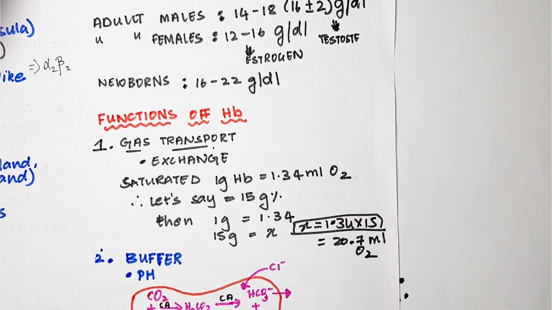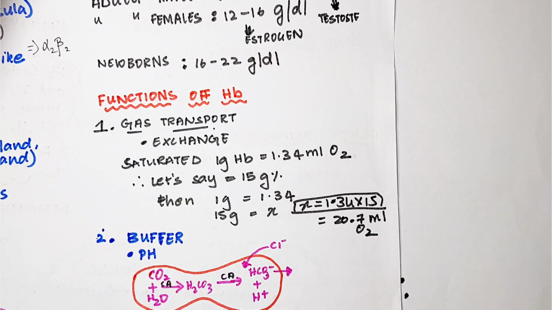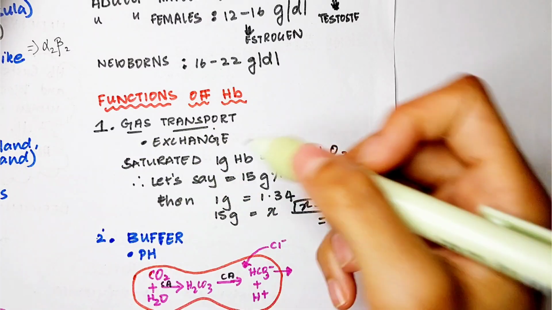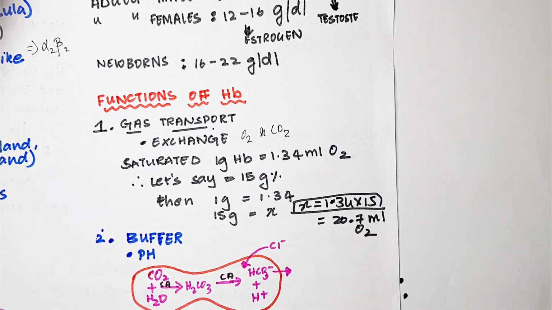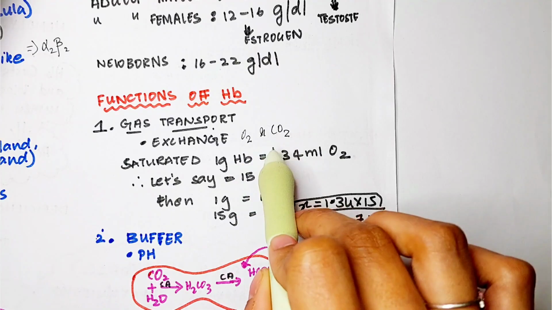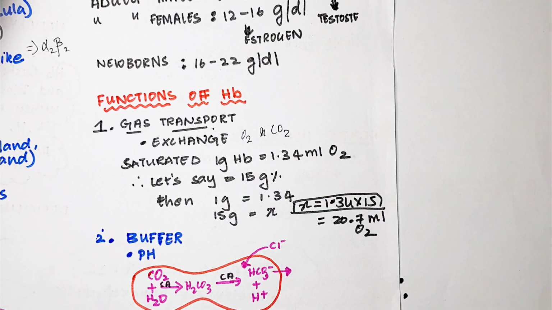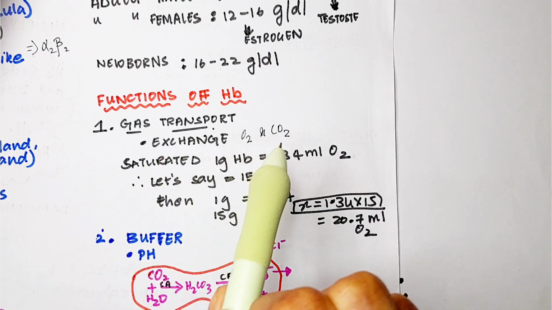Now, functions of hemoglobin, is it to maintain life? Is it to ensure that you and I don't die, that we survive the heat? Well, no, that's not exactly what its functions are. Its functions are, first, gas transport, exchange of oxygen and carbon dioxide. Oxygen through oxyhemoglobin, carbon dioxide through carbaminohemoglobin. It helps in the exchange of them.